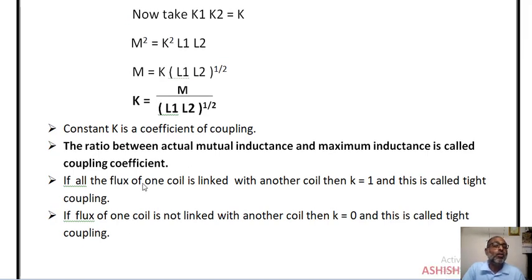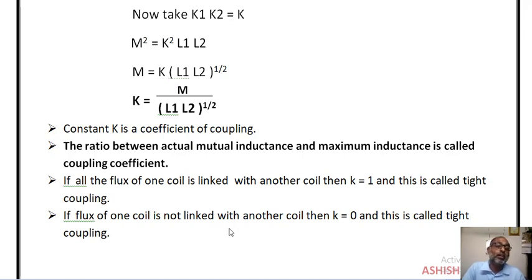Now if all the flux which is produced by coil 1 is linked with another coil, then K is equal to 1. Do you understand? Whatever flux is produced by one coil, this whole flux or total flux is linked with coil B, that time we can take K is equal to 1, and that is called tight coupling, because all the flux produced by coil 1 is linked with the other coil.